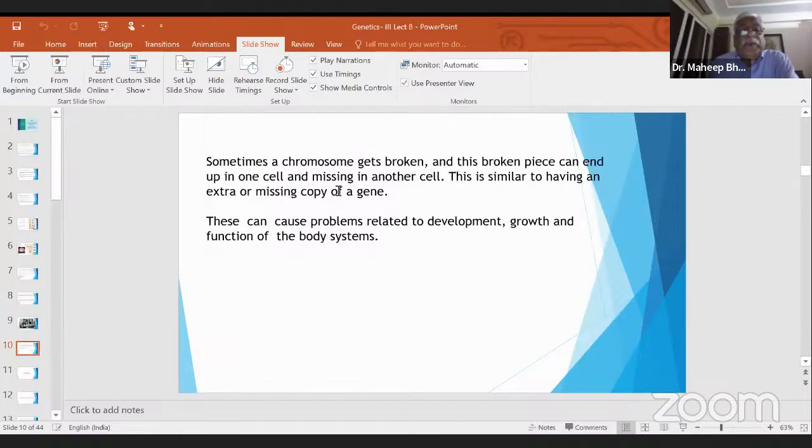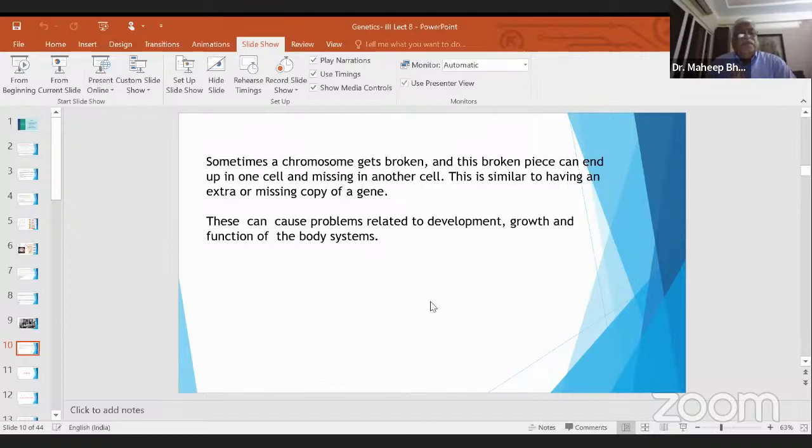There is also a possibility that when chromosomes are transferred from one generation to another, sometimes they get broken during the transfer. So a part of a chromosome is separated from the main chromosome, and this broken piece can go to another cell. So it will be missing from one cell, but present in the other cell.